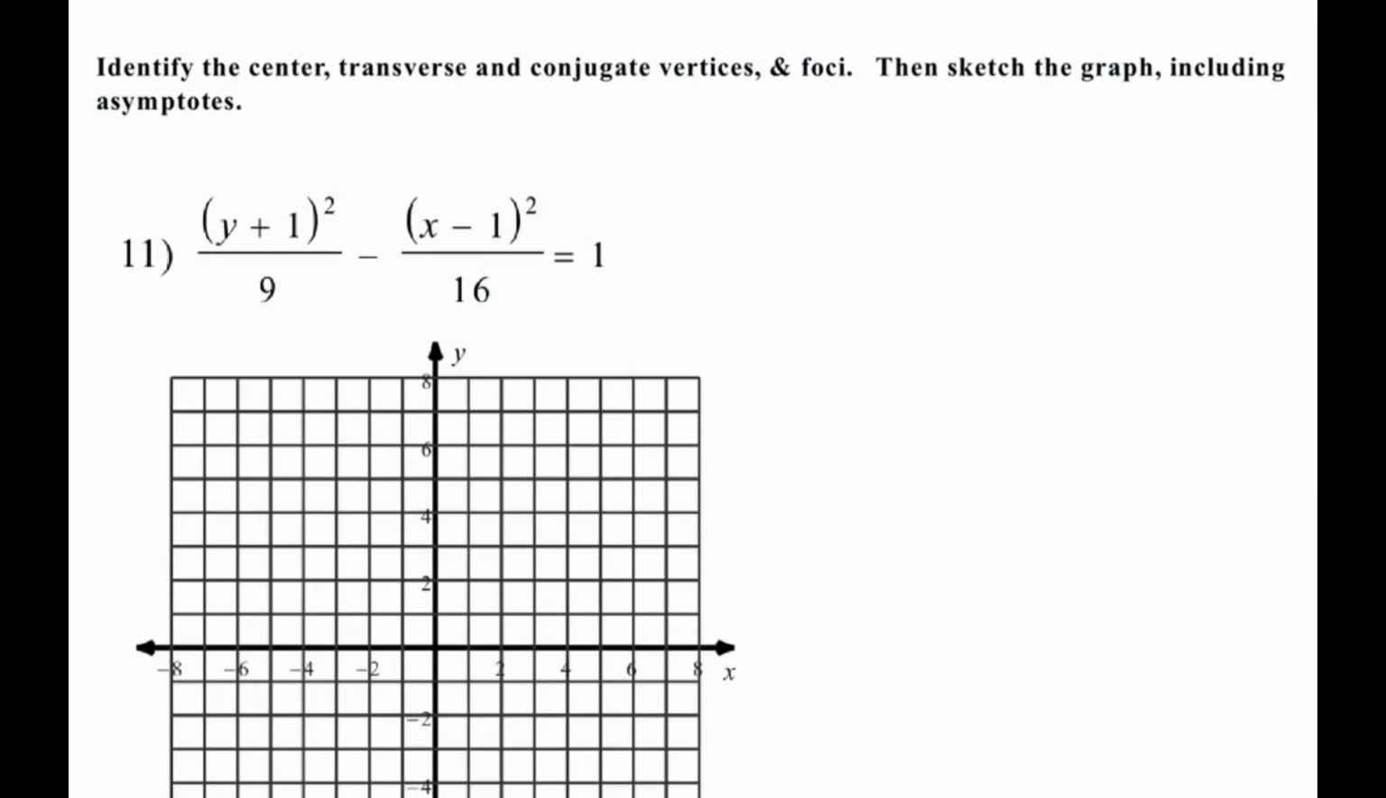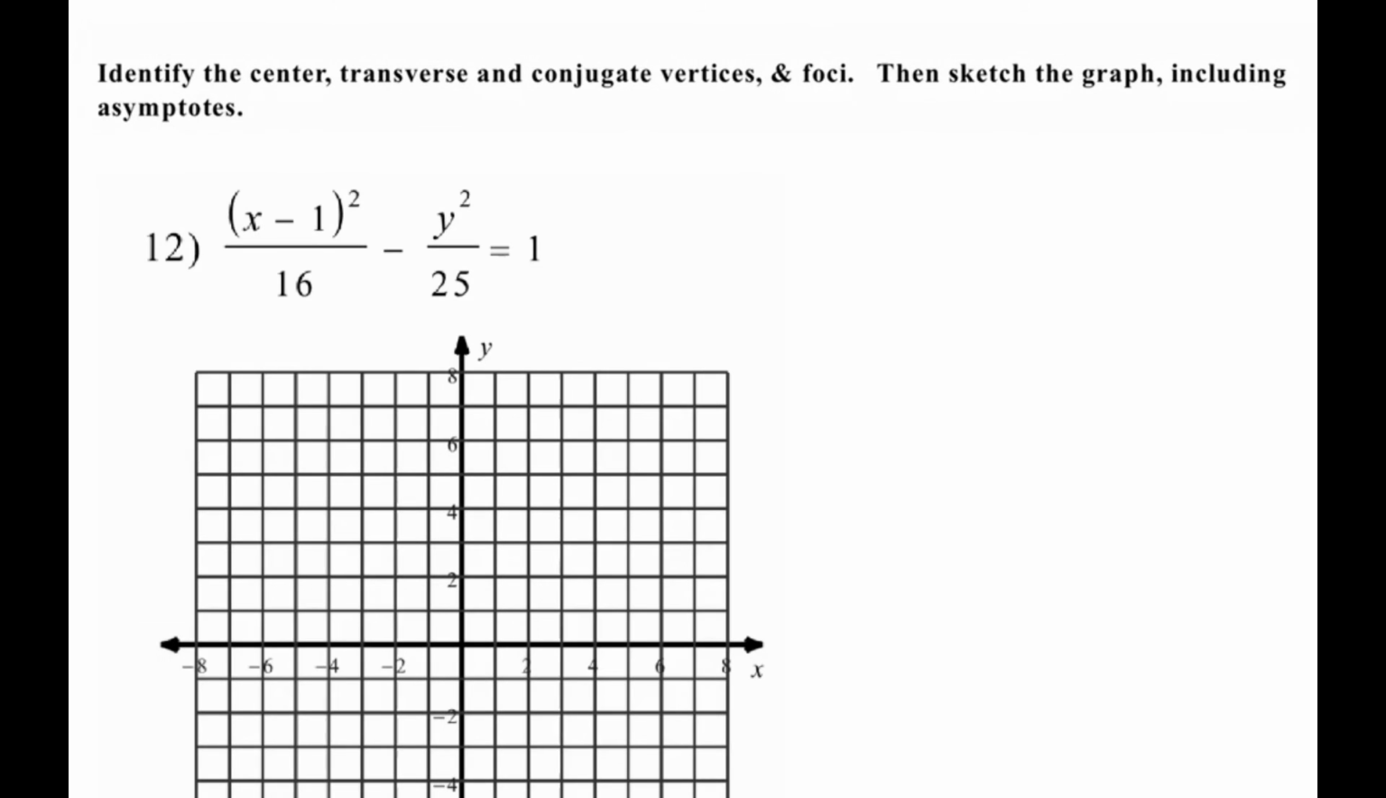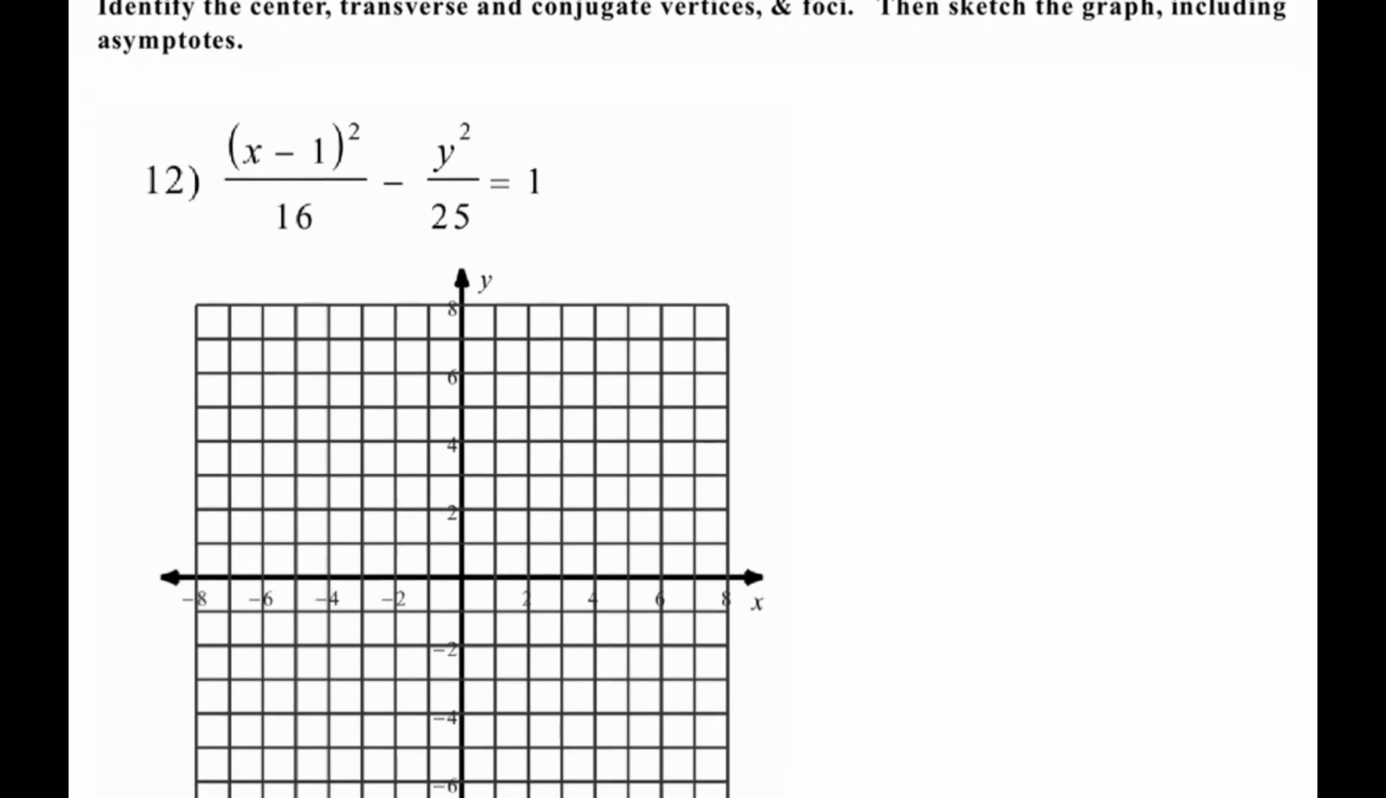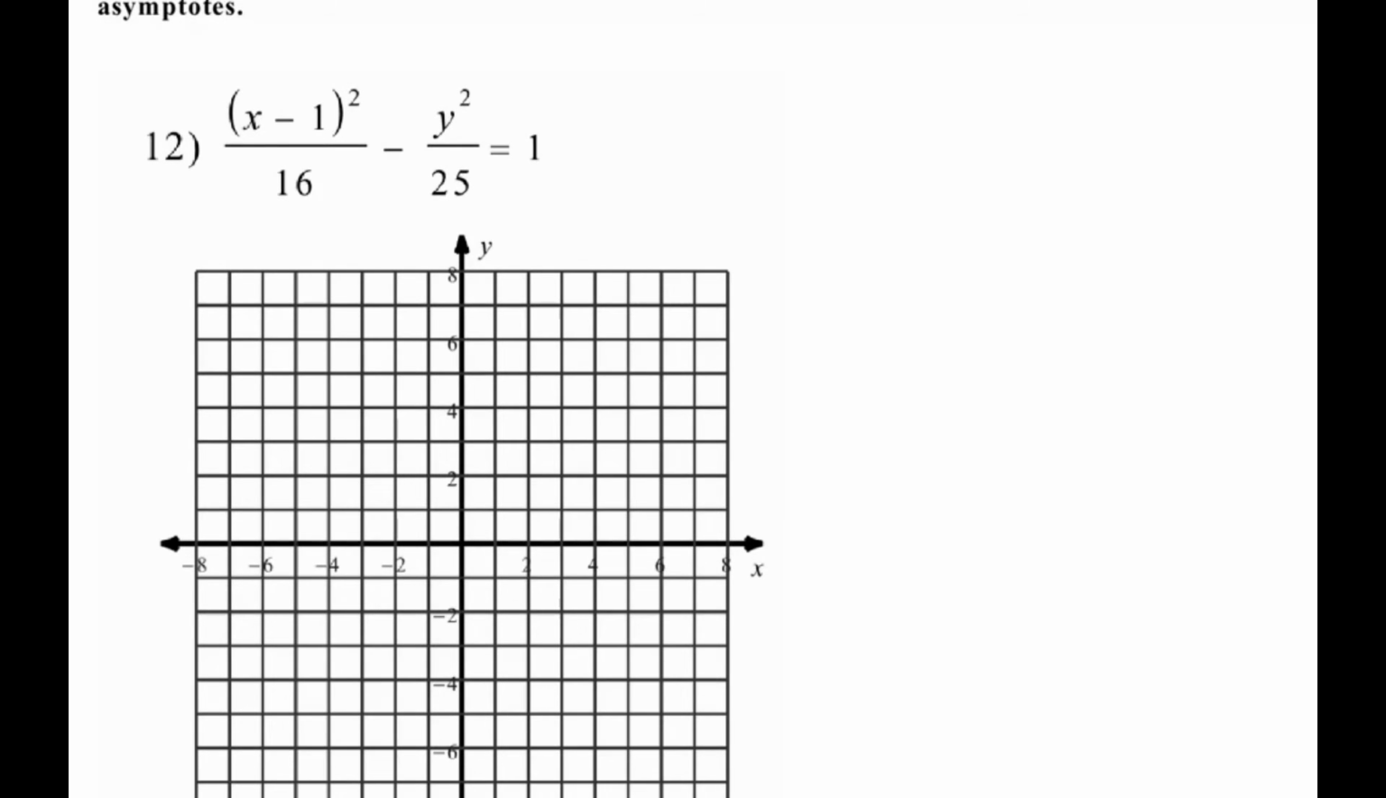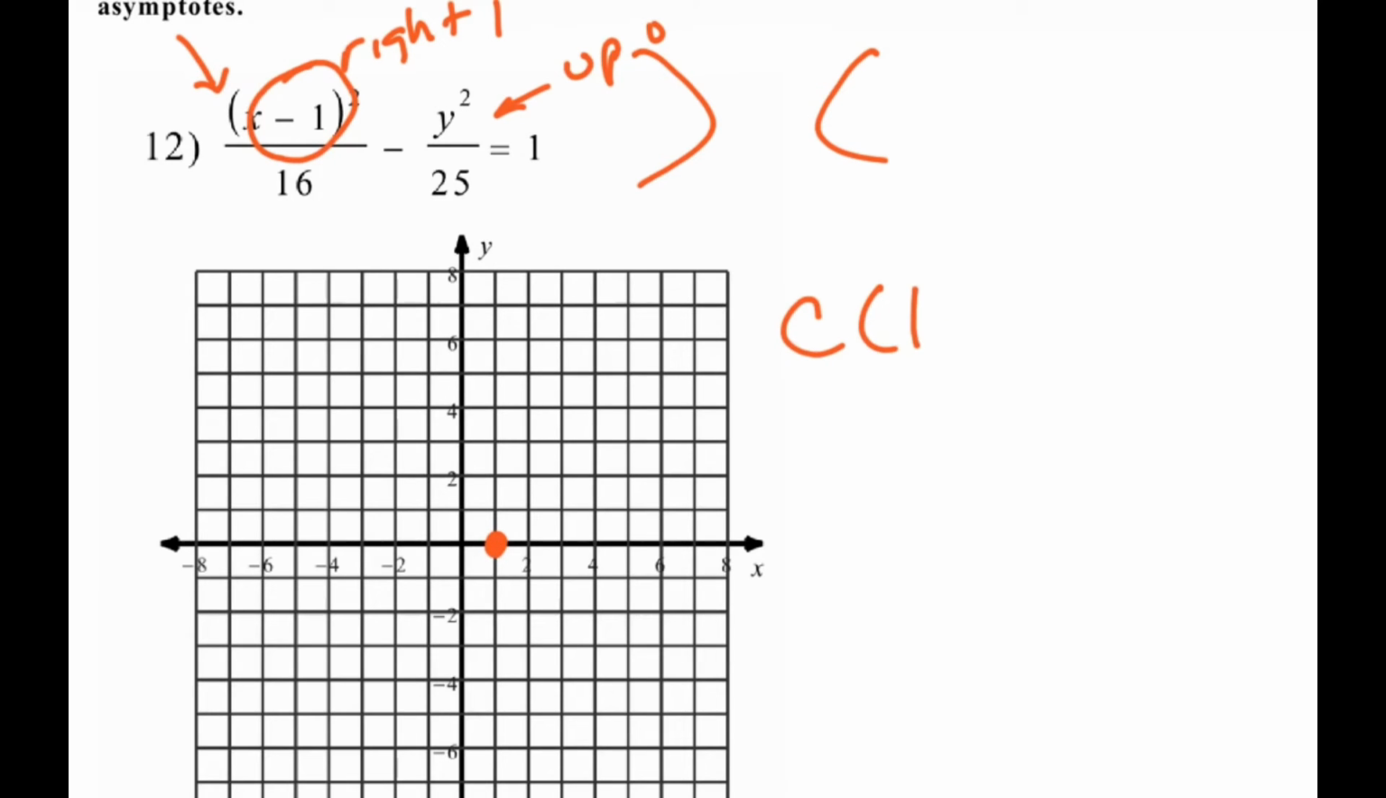Okay, for our last two, we're going to be seeing a translation. Let's actually go to number 12 first, and then I'll come back to number 11. So for number 12, I noticed that x is first, so it means that my hyperbola is going to be going like that. I can see that it's going to be shifted right 1, and up 0. So my center will be at positive 1, 0. Okay, my center is at 1, 0.